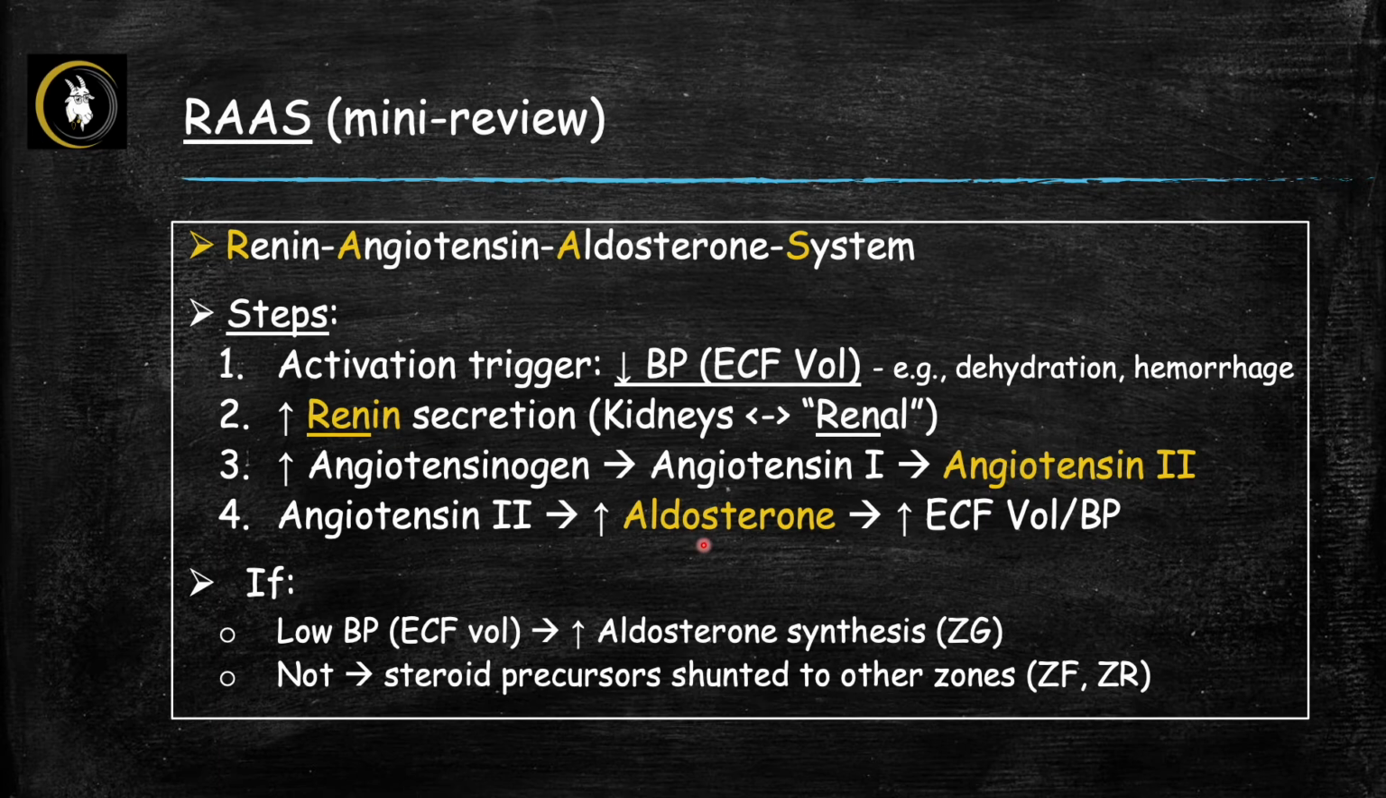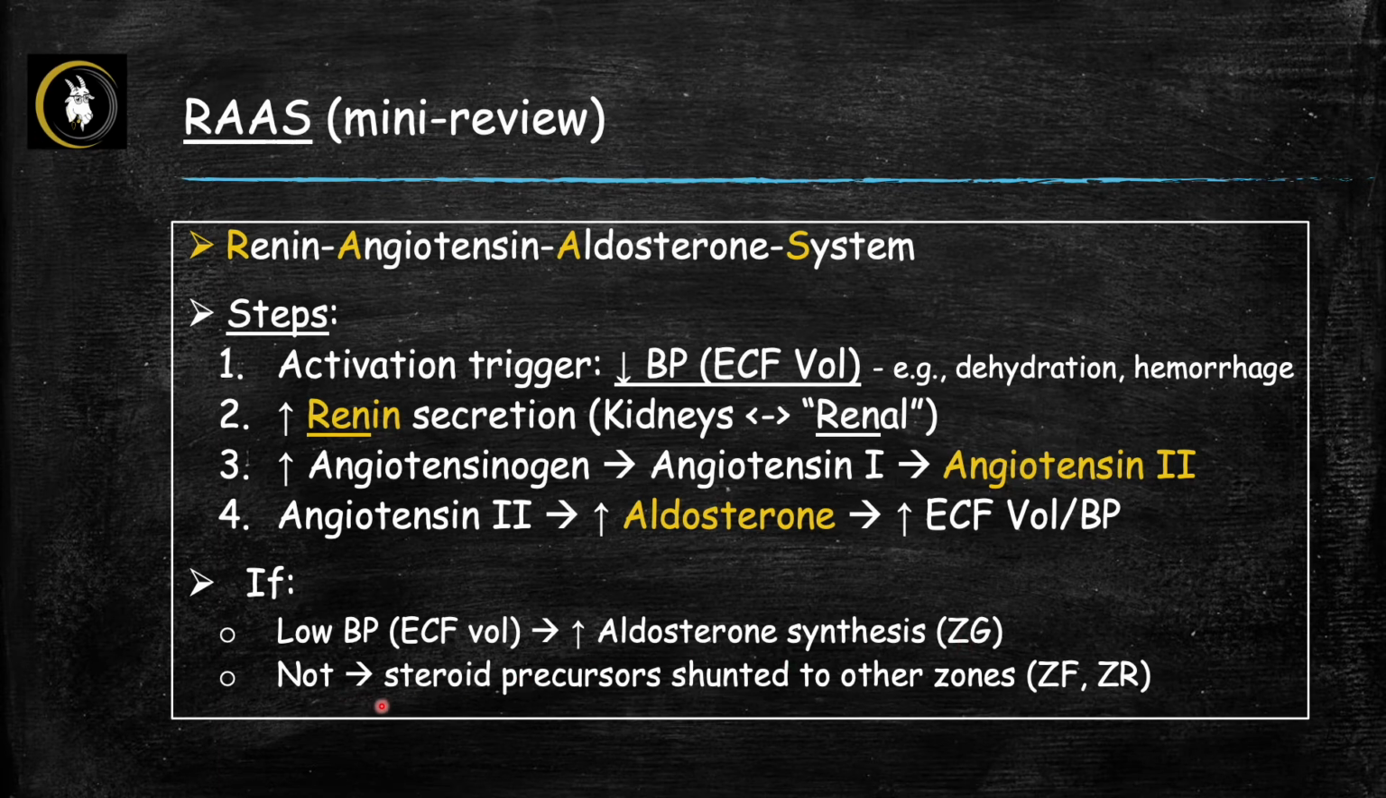So it's going to lead to production of more aldosterone, which, as you learned again on the last slide, is going to cause sodium reabsorption, water follows, blood pressure goes up, extracellular volume goes up, and now we have return to homeostasis, and this is how the RAS pathway works. So basically, if we have low blood pressure due to a low extracellular fluid volume, this pathway is going to be activated, and we're going to have increase in the synthesis of aldosterone in the zona glomerulosa.